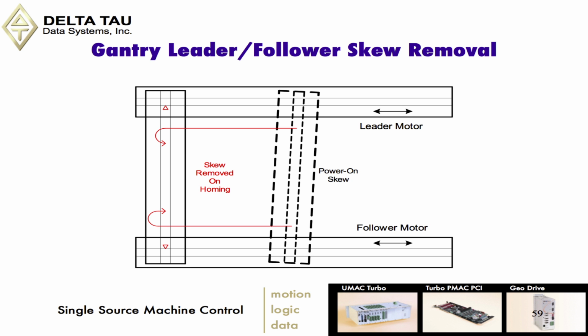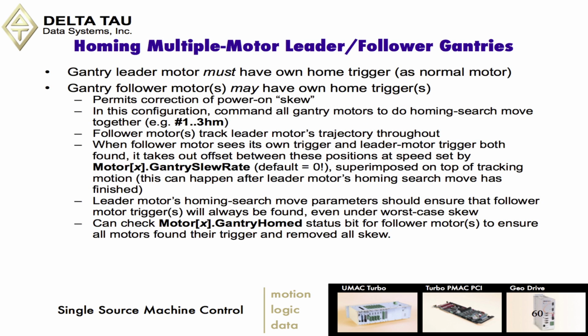There's built-in skew removal so that we can remove the skew. The gantry leader motor must have its own home trigger. The gantry follower motors may have their own home triggers, and then we can get power-on skew removal by using the Motor Sub X gantry slew rate.